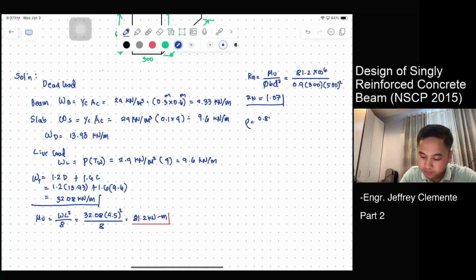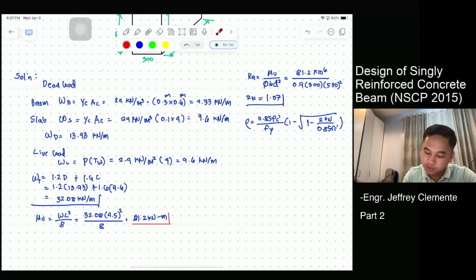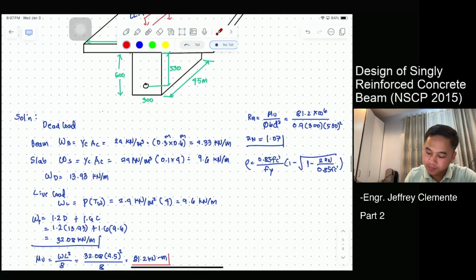Ang rho is 0.85 Fc prime over Fy multiplied by 1 minus square root of 1 minus 2 Rn over 0.85 Fc prime. Di ba? Plug mo yan. Ang Fc prime natin dito, we have 28 megapascal. Fy is 275. Di ba? So, using that, you'll get 0.00402.